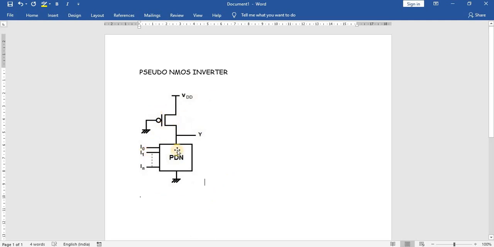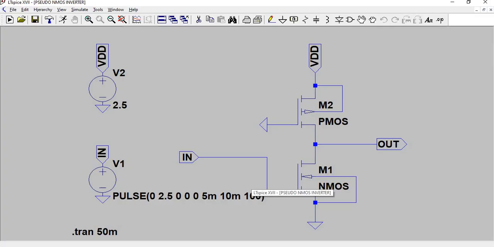Always the PMOS is grounded, and in the pull-down network you can use one input, or n inputs, depending on the problem we are solving. We are solving for a pseudo NMOS inverter, for which we require only one NMOS. So here we have a PMOS pull-up network which is always grounded, and then we have an NMOS which takes the input over here.